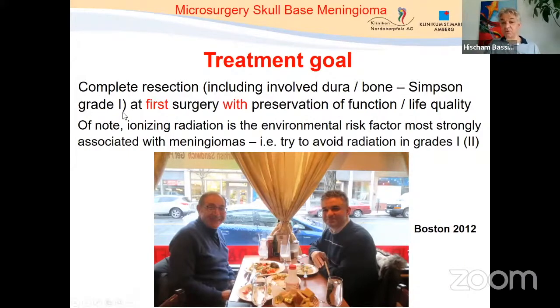It is very important to notice that the ionizing radiation like gamma knife or linear accelerator or any kind of radiation is the environmental risk factor most strongly associated with meningiomas, de novo meningiomas, and as you know from the literature, also malignant progression of meningiomas. So you should avoid radiation in grade 1, which are most of the skull-based meningiomas, and I would also avoid it in grade 2, the atypical meningiomas.